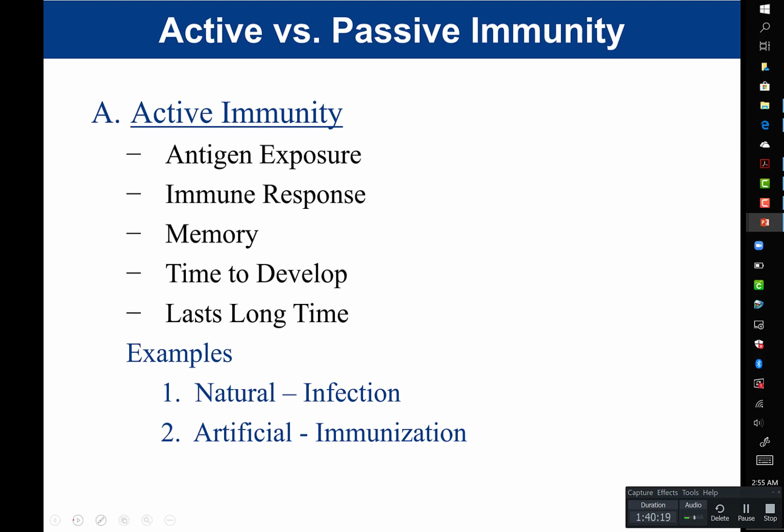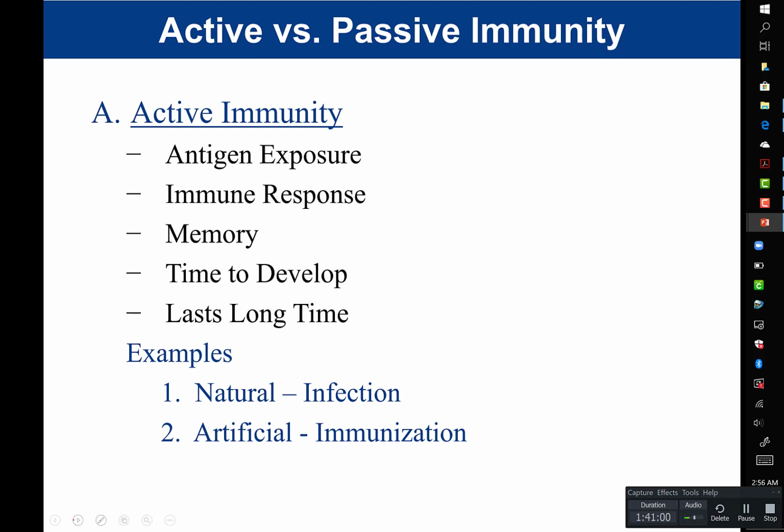And so the last part of this lecture is going to be looking at active versus passive immunity. When we talk about active immunity, it means that you actively stimulate an immune response. And what that means is that you are exposed to the antigen. And when you're exposed to the antigen, it mounts an immune response. And when your body mounts an immune response, that can lead to that memory. This active immunity takes time to develop, but can last a long time.